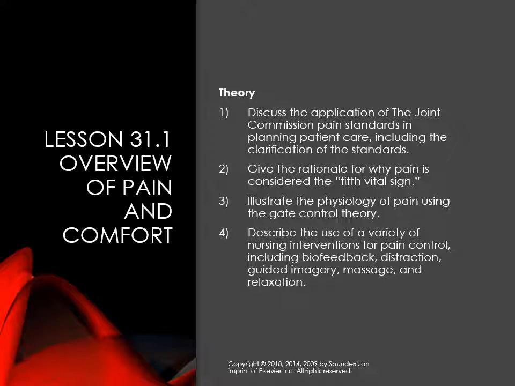Upon completion of reading Chapter 31 in your textbook and reviewing this presentation, you should be able to do the following. Discuss the applications of the Joint Commission's pain standards in planning patient care, including the clarifications of the standards. Give the rationale for why pain is considered the fifth vital sign. Illustrate the physiology of pain using the gate control theory. And describe the use of a variety of nursing interventions for pain control, including biofeedback, distraction, guided imagery, massage, and relaxation.